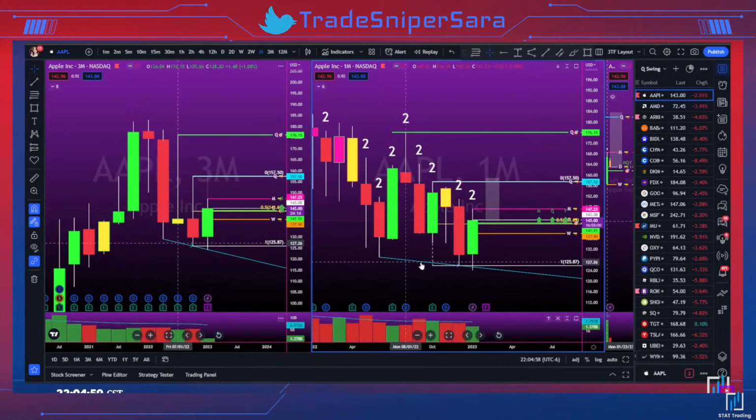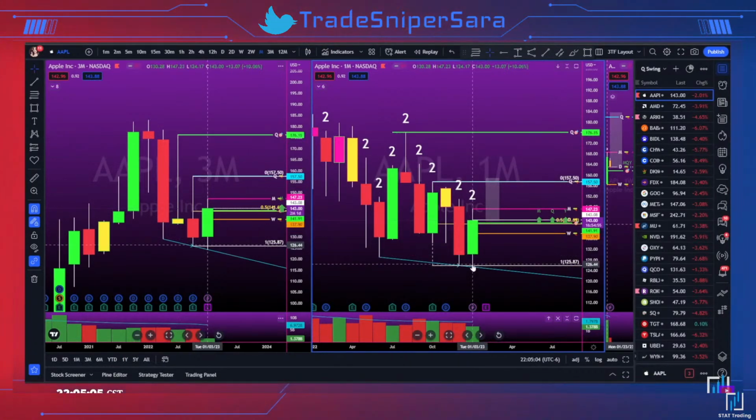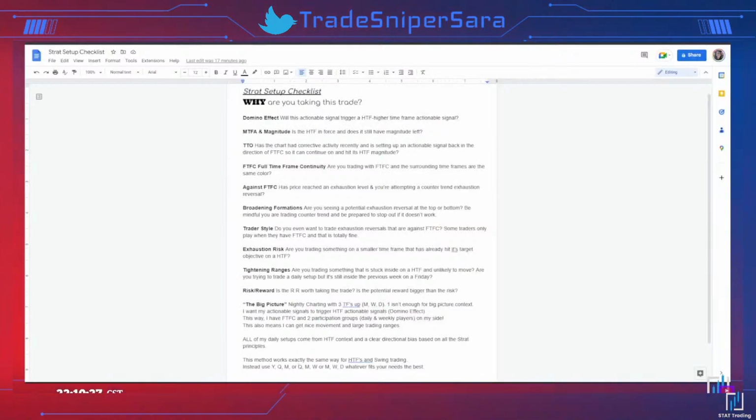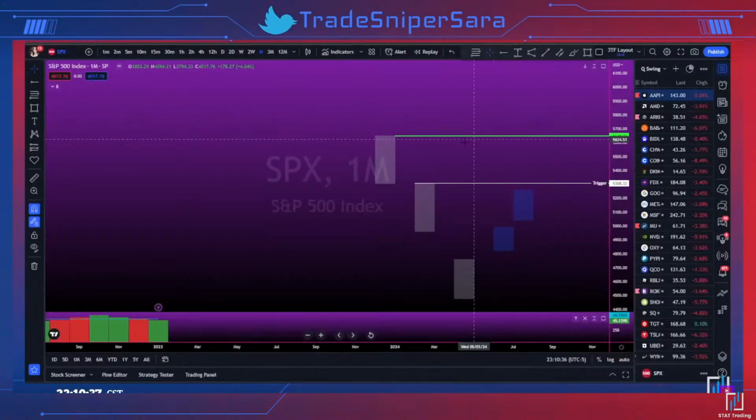But then you could also look at this as potential bottom of the broadening formation, and we're going to try and take out the highs after taking out the lows. Okay, we're going to do a little drawing to cover what I'm talking about. So will an actionable signal trigger a higher time frame actionable signal?